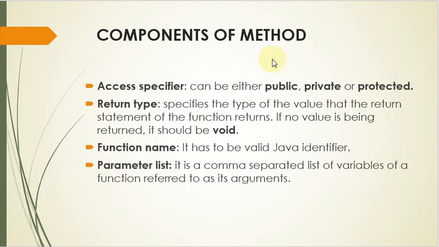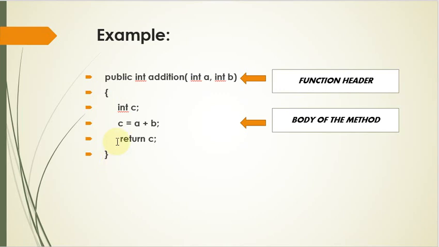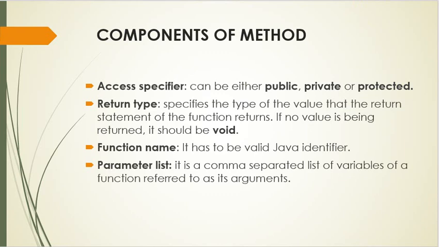And the last one is the method block or the body of the function. It contains the set of statements for related operations, and these statements are enclosed within a pair of curly braces. The statements enclosed within a pair of curly braces are known as the method block, or the body of the method, or the body of the function. So these are the main components of a method or a function.